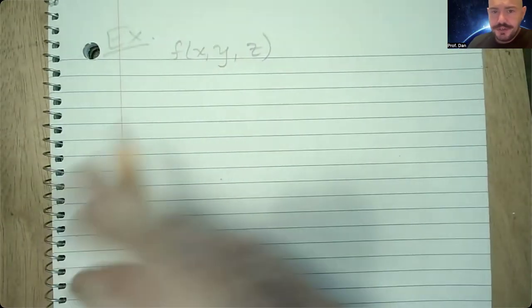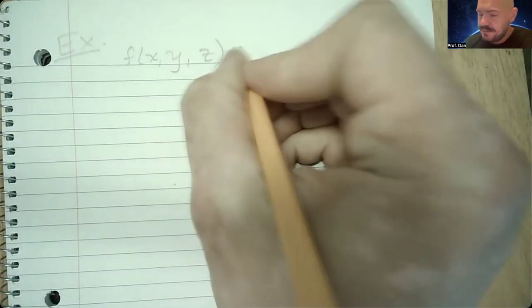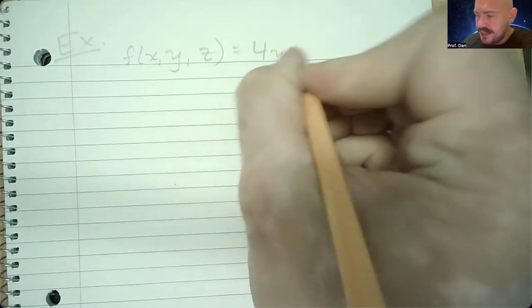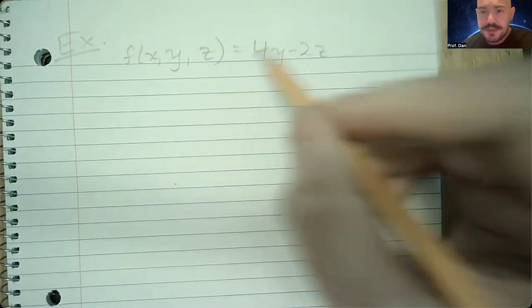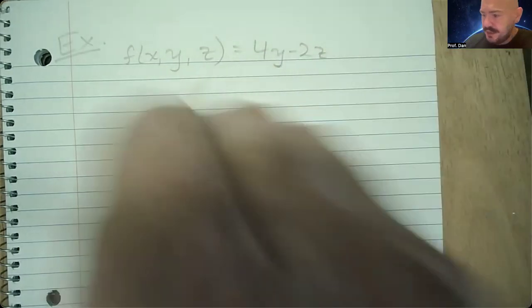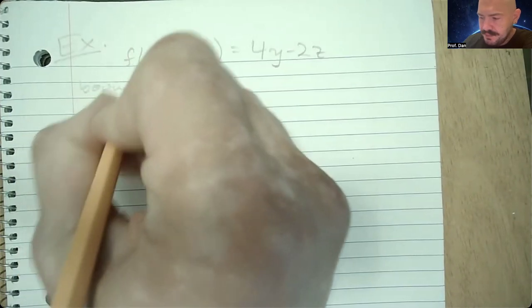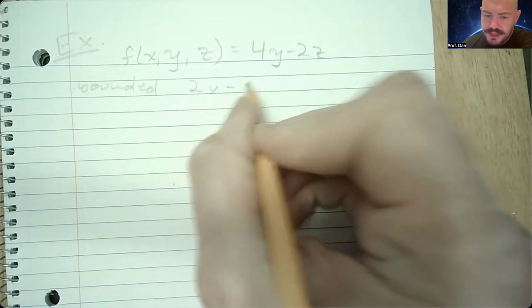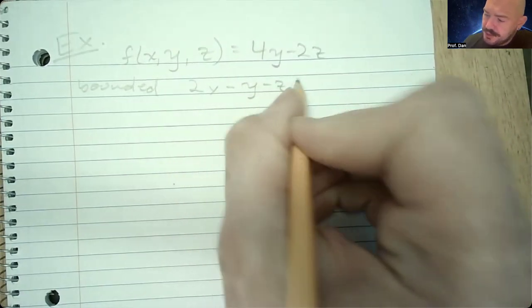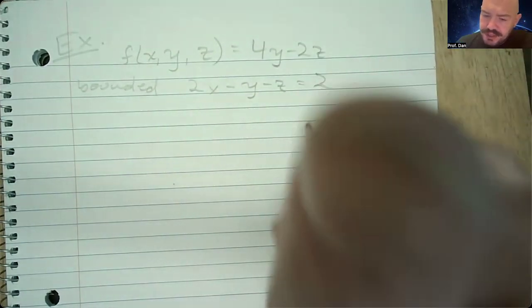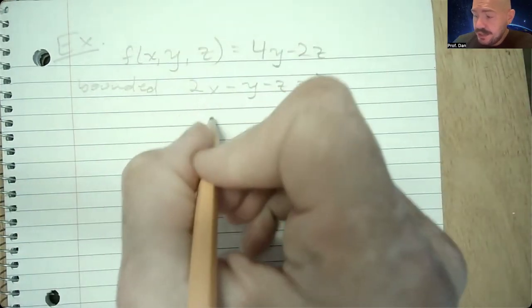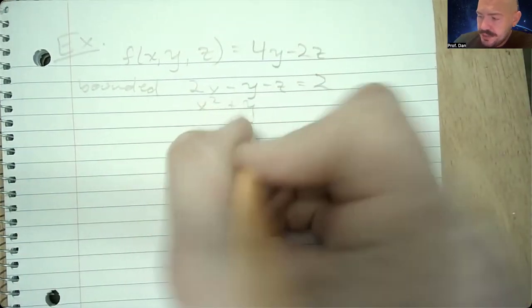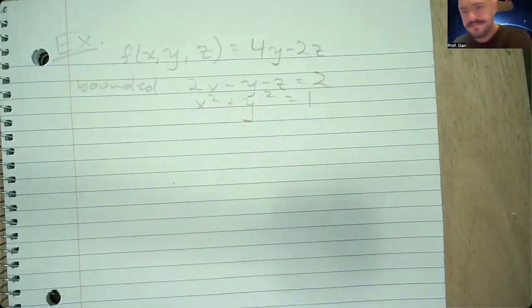So our function is f of x, y, z. So this is another function of three variables equal to 4y minus 2z. So we want to find the absolute max and min of this guy, bounded by two things. We're bounded by a plane at 2x minus y minus z equals 2, and we are bounded by a cylinder, x squared plus y squared equals 1.